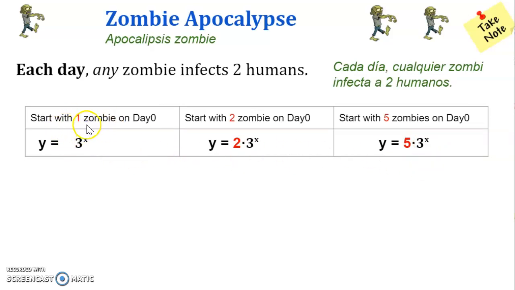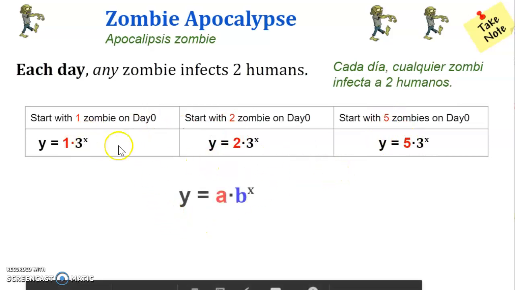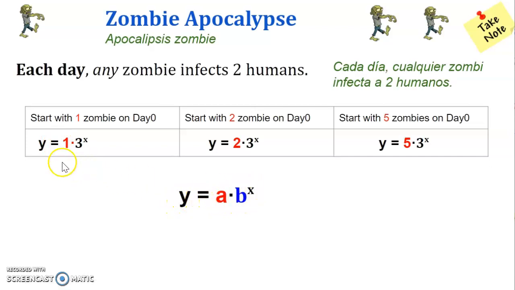What can we add for day 1 zombie? When we started with 1 zombie, we can add 1 there. Because we started with 1, and then 2, and then 5. Do you see the pattern? Again, it is y is equal to a times b to the power of x. The generalized form of an exponential function is always going to be y is equal to a times b to the power of x. The variable x is going to be an exponent, and that's what makes an exponential function.